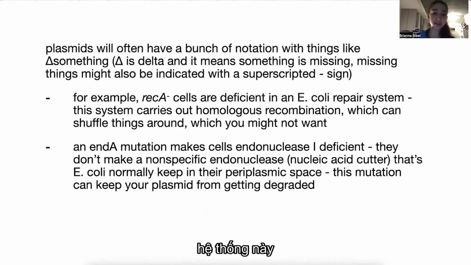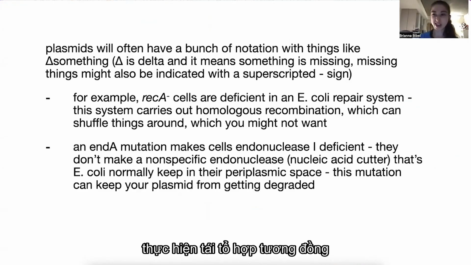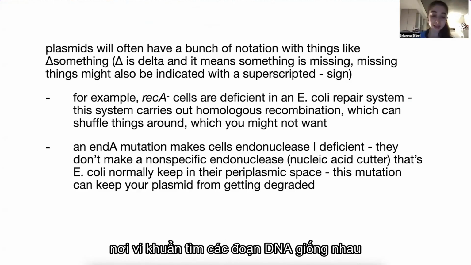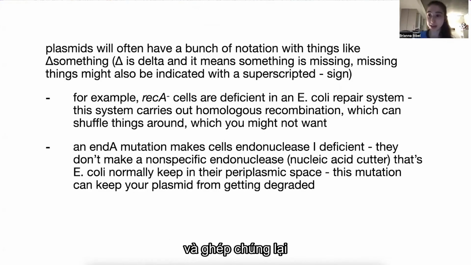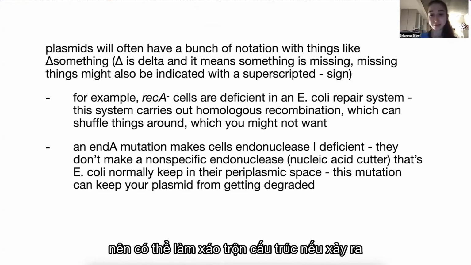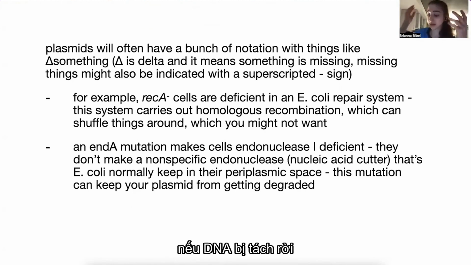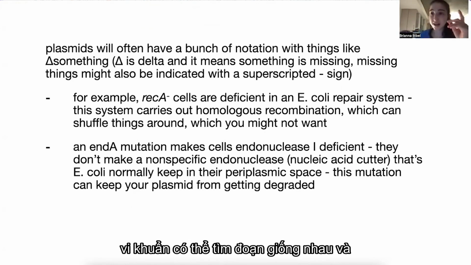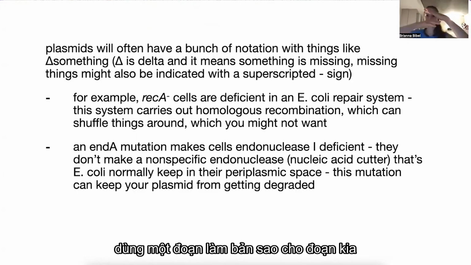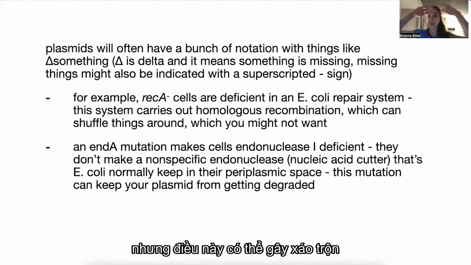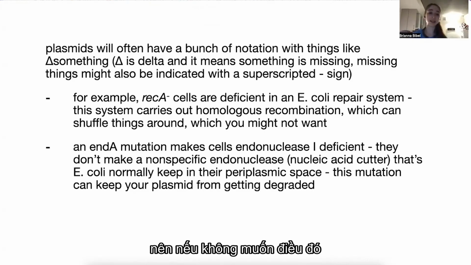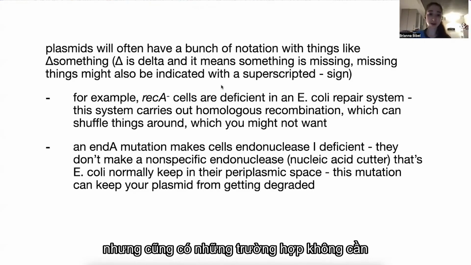And so this RecA-based system is going to carry out this thing called homologous recombination, where basically the bacteria finds DNA sequences that look the same and puts them together. This can shuffle things around, and it's kind of like a repair mechanism. If something happens to the DNA and it gets separated, they can find things that are the same and use one as a copy for the other, but this can lead to things getting shuffled around. So if you don't want this, then RecA minus cells.